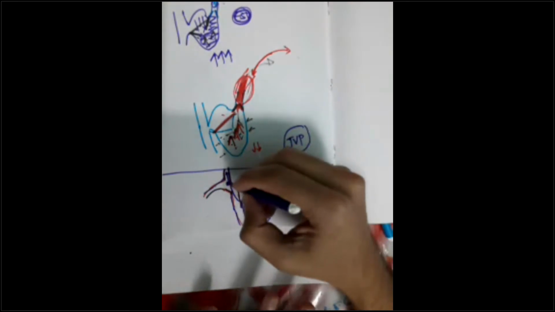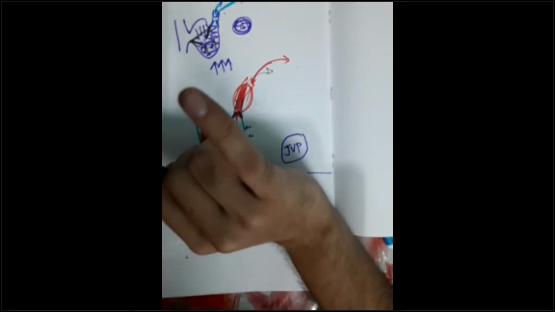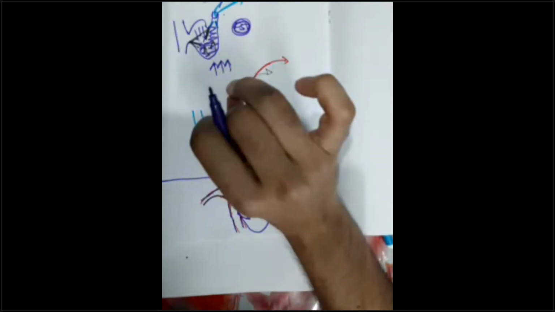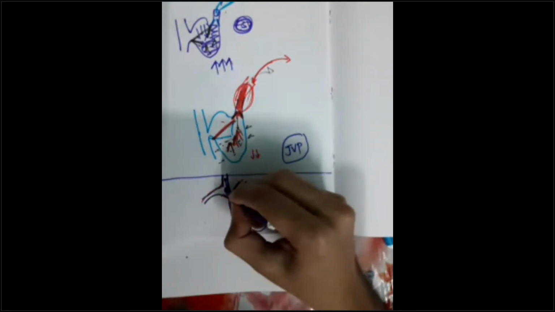So Abbas, how am I measuring my JVP? There is one clinical method to measure JVP, and there is one interventional method to measure JVP. What is my interventional method? I have to put a probe in my internal jugular vein.